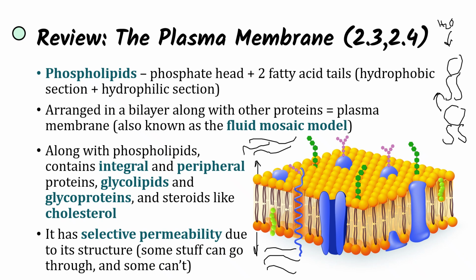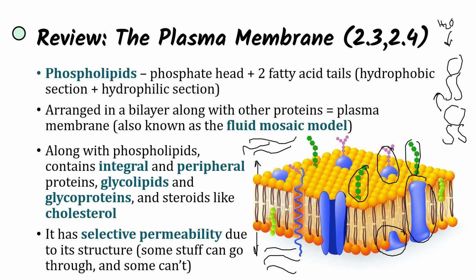Now, other things in the membrane include integral and peripheral proteins. These are proteins that either go through the entire membrane, they're integral or transmembrane, or just through part of the membrane. These are peripheral proteins. Additionally, there are also going to be glycolipids and glycoproteins, which are lipids attached to carbohydrates, and proteins attached to carbohydrates, which can be used for signaling and cell-to-cell recognition. You'll see them at the top of the membrane facing out of the cell here. And lastly, steroids like cholesterol.